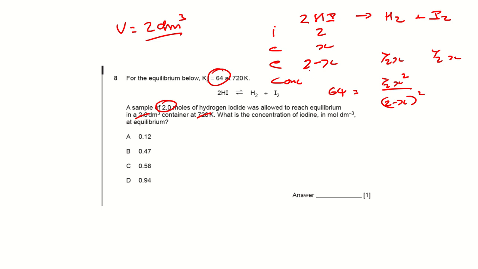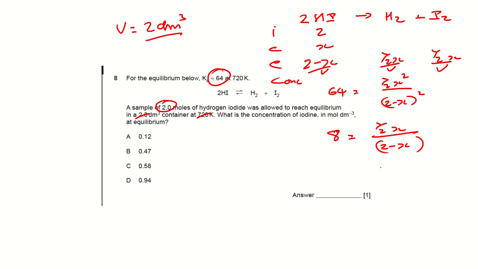Hopefully you can see why I could leave the V values out here, because on the top line I'm going to have V squared, and on the bottom line I'm going to have V squared. So I just left that value out. You could do the calculation with that and come out with the concentration value at the end if you wanted. I'm just going to leave it out, and I'll calculate concentration at the end by dividing my moles by the volume. Okay, the next thing I'm going to do, I'm just going to square root everything here. So that becomes 8 equals half X over 2 minus X.